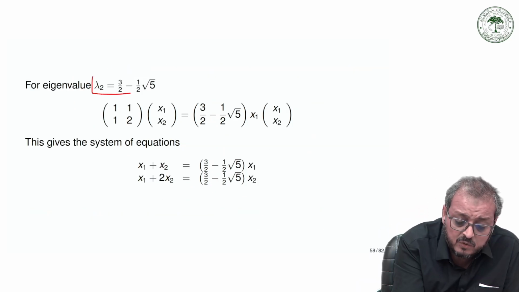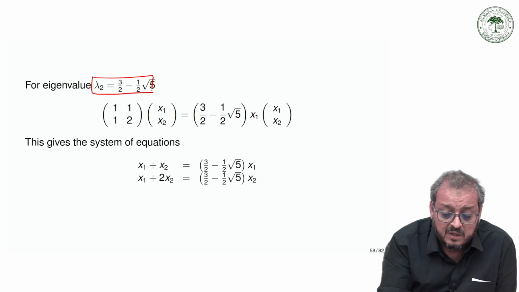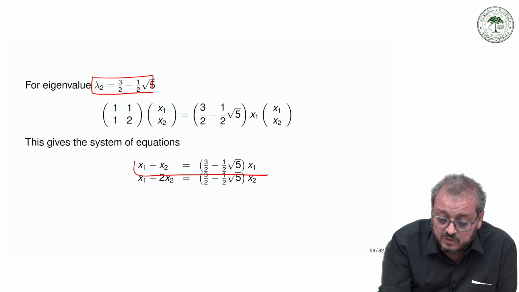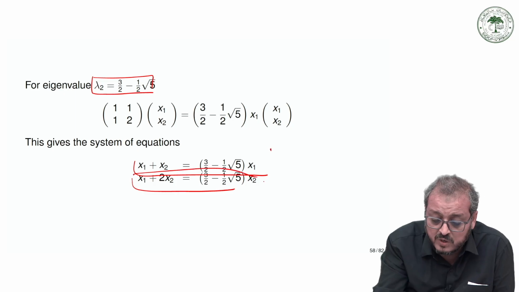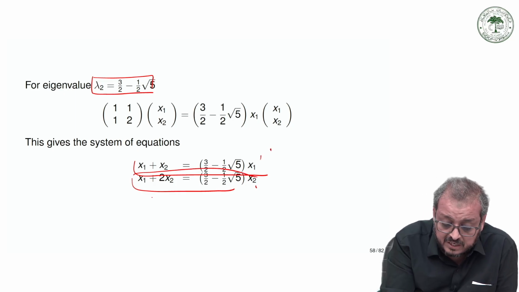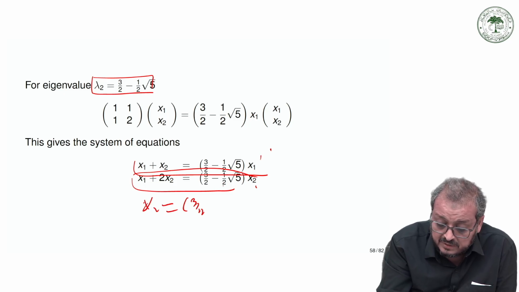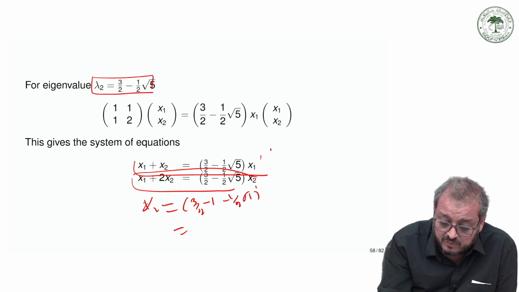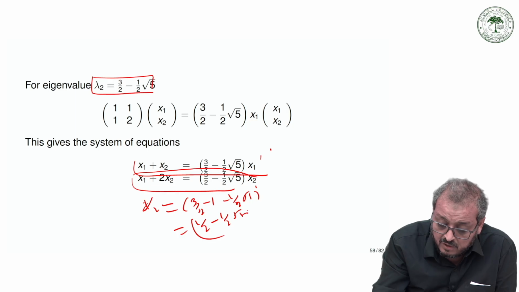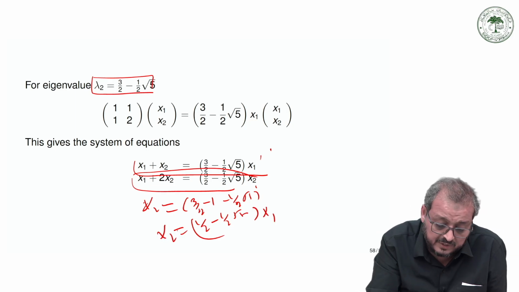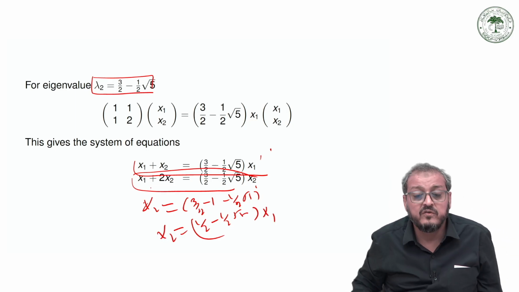Similarly, if we take lambda 2 is equal to this form, then we multiply it into this again, and then we can get x1 is equal to this, x2 is equal to this. Again, these two are the same. If you just take x1, you can take x2 from here. So x2 can be written as 3 by 2 minus 1 by 2 root 5 of x1, and then these two equations again give the same values.